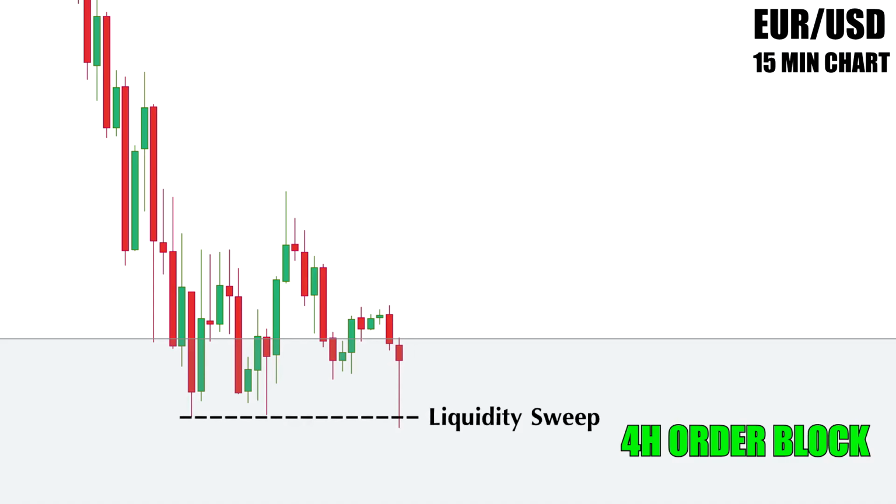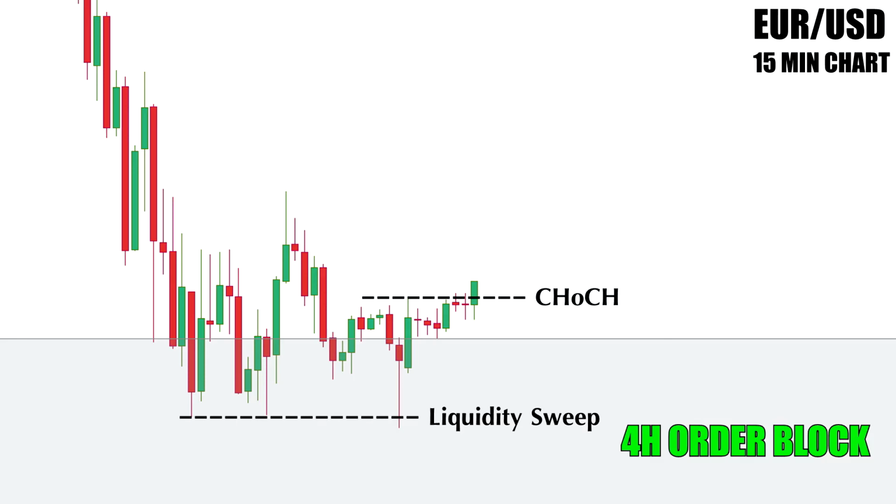One of the key things we look for is a change of character. A change of character marks the end of a short-term downtrend and suggests that the market is ready to shift direction, in this case, likely to the upside. Once we spot this shift, that's when we prepare to execute the trade.